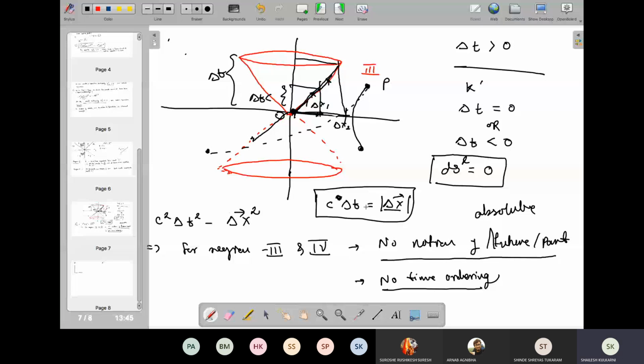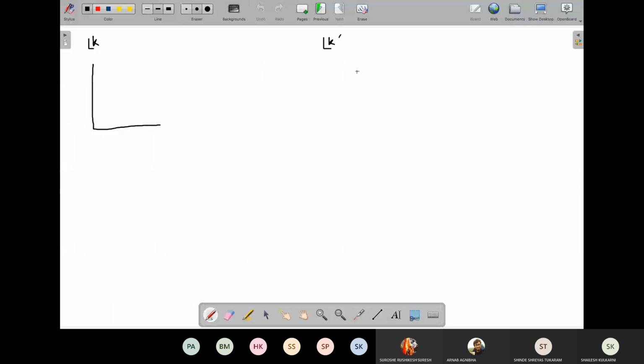Is it clear? So now consider two frames, K and K prime. Let us consider a particle moving in an arbitrary manner in the K frame, and let its instantaneous velocity be v.